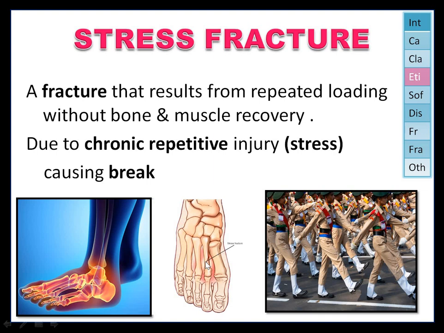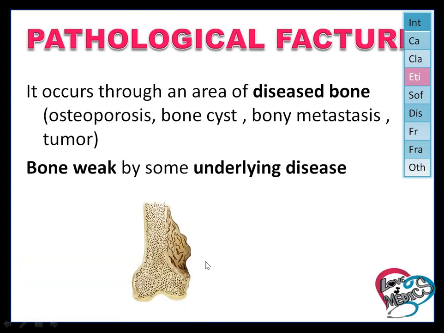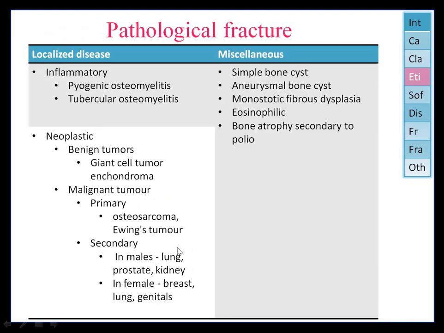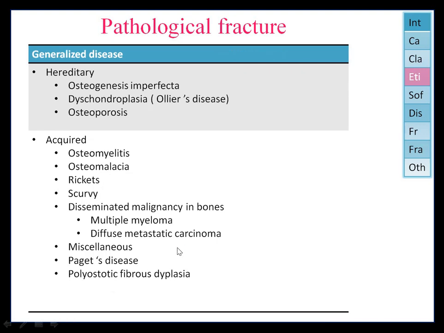That is stress fracture. Pathological fracture occurs through an area of diseased bone, which means a diseased bone is already weak, right? So that leads to a break in the bone. So that is called a pathological fracture. Here, no trauma, no stress. It is due to another underlying condition. So it is called a pathological fracture. These are the pathological conditions.